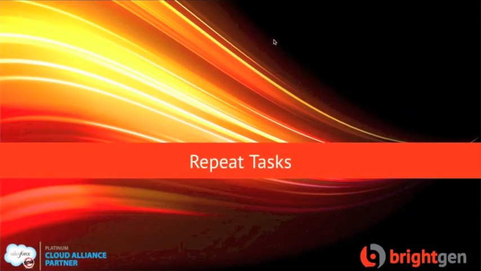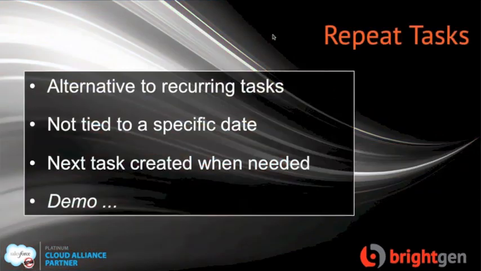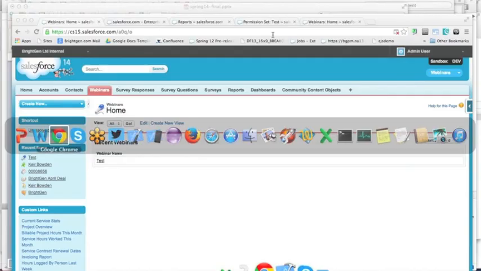So next we have repeat tasks. So repeat tasks are an alternative to recurring tasks, with the main difference being that they aren't scheduled for a specific date. The repeat task is only created when it's needed, which is when the preceding task is due or completed. So it means you don't get great big long swathes of recurring tasks filling up your calendar going out into the distance. All you've got is the next task that's due. So that brings us to our first demo, and we'll try and take a look at this in our sandbox.